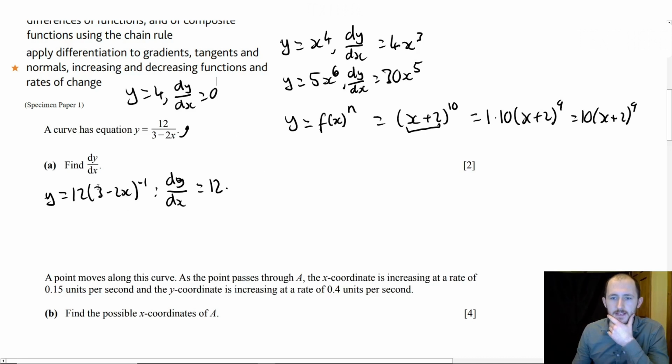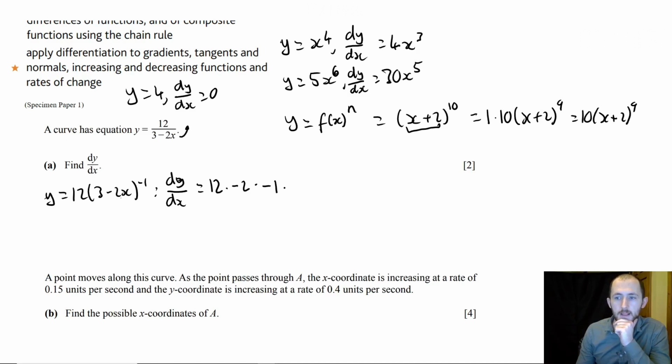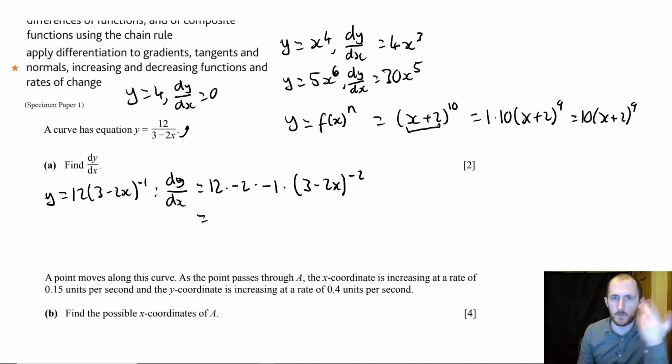So I differentiate the inside, the 3 is 0, then I get minus 2. So times it by minus 2. Then I bring the power forward, so times by minus 1. Then I write the exact same bracket again, and I subtract 1 from the power. So this leaves me with 12, and minus 2 times minus 1 gives me plus 2. Plus 2 times 12 gives me 24 times (3 minus 2x) to the power of minus 2.